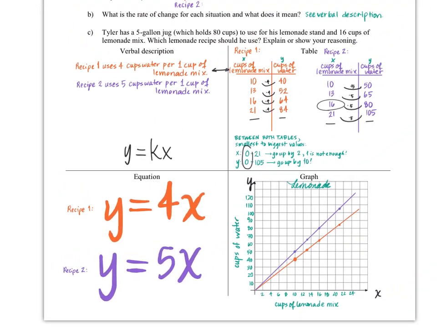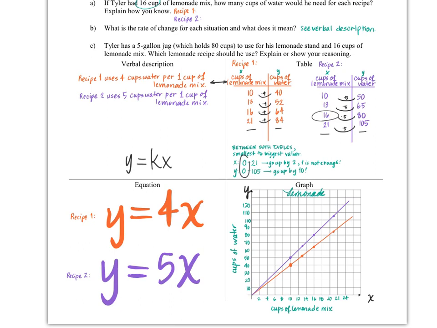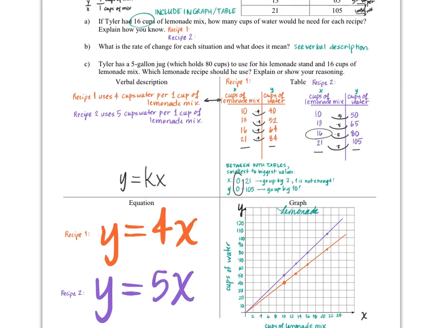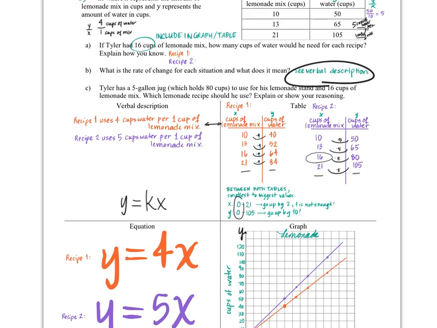And at this point, we've done all 4 representations for both recipes 1 and 2, and we can use this information to answer questions A through C. You'll see that I've already made a note that you can just look at the verbal description to describe the rate of change, since the verbal description on this example captures the rate of change. Looking at part A, to capture the amount of cups of water needed to dilute the 16 cups of mix, we fit that into our table.